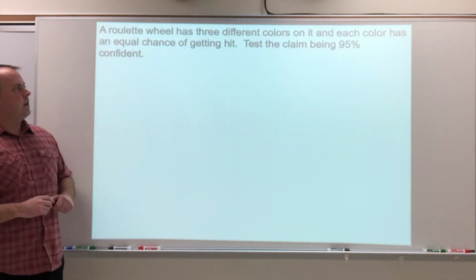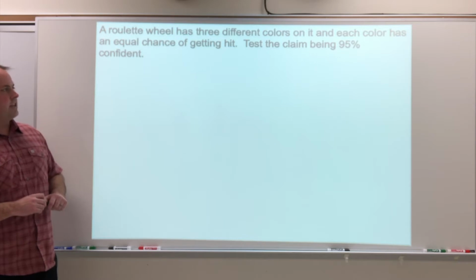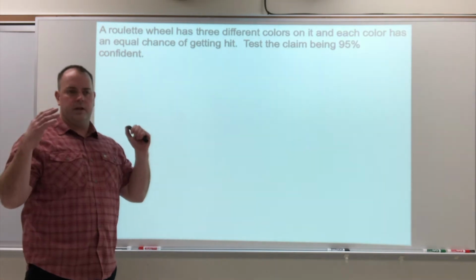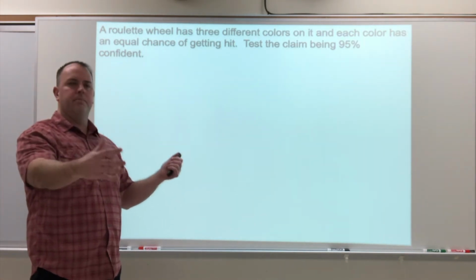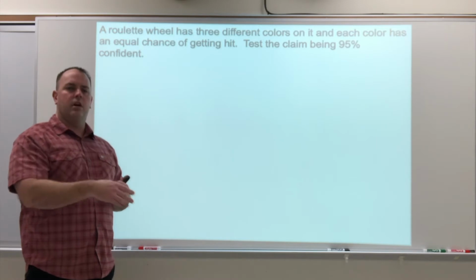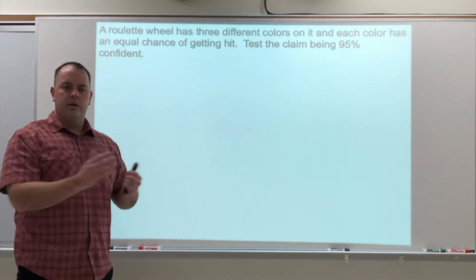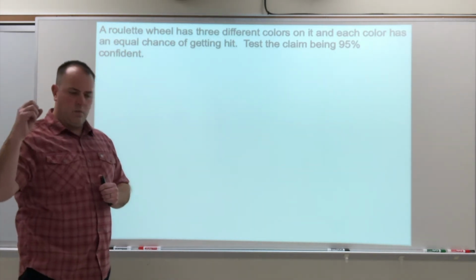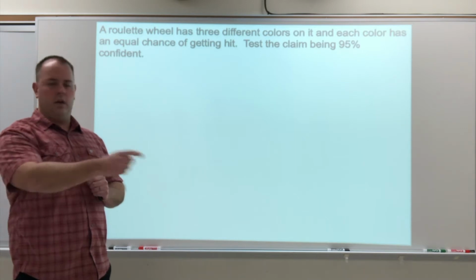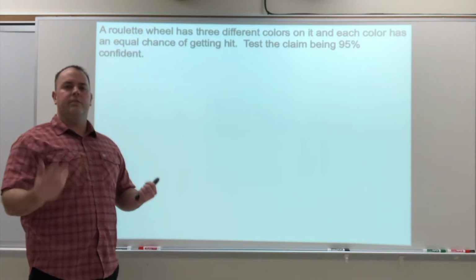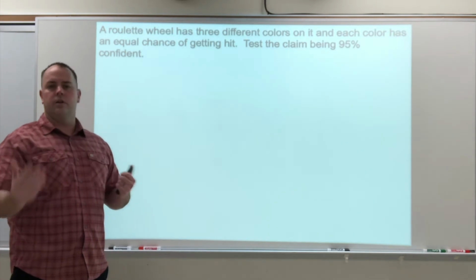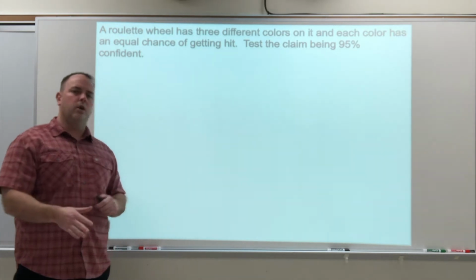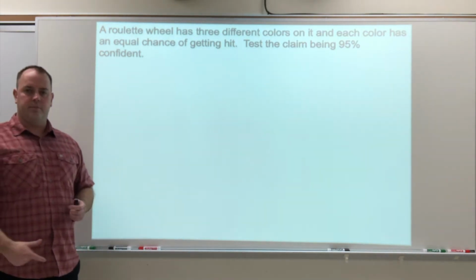A roulette wheel has 3 different colors on it, and each color has an equal chance of getting hit. Tested claim being 95% confident. So if you don't know the game of roulette, this is where in a casino you go up to the table and there's a big board with usually a 0 and then 1 to 36 on there. 0 is green, 1 to 36 is a mixture of black and red. You put money where you think a ball is going to land, where you spin it around a wheel, and wherever it lands, it hits. Obviously, there's one green spot, which is the 0, and there's a bunch of red and a bunch of black. So it should not be equal, but we're going to go with this just because it's a nice short list to show you the steps of the calculation.